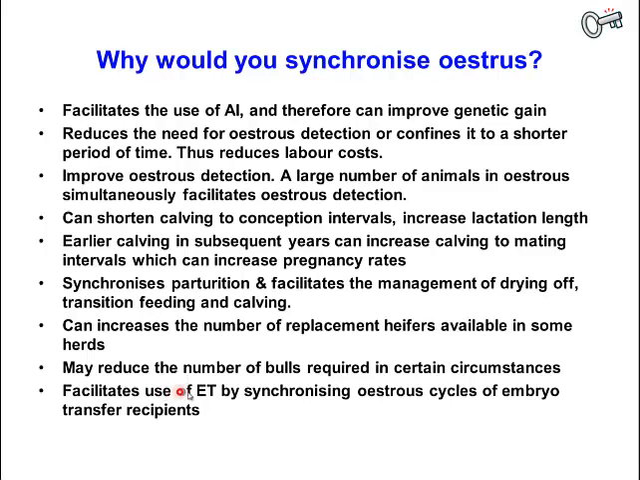If you're undertaking embryo transfer and you've got to synchronise a group of recipients, then it also facilitates the synchronisation of those recipients and the conduct of those programs. So there are a lot of reasons why synchronisation of estrus is undertaken on properties.